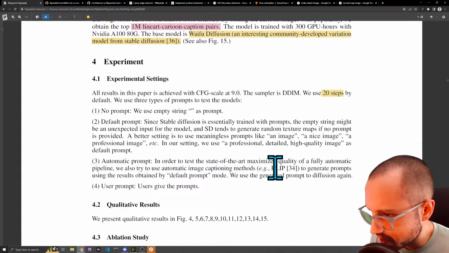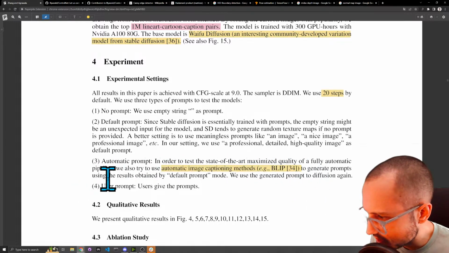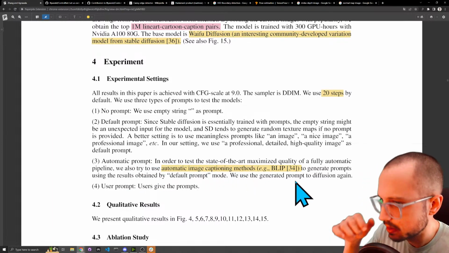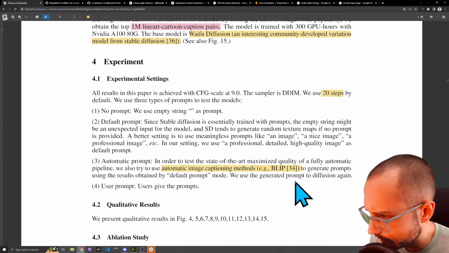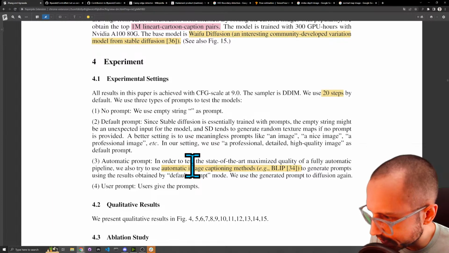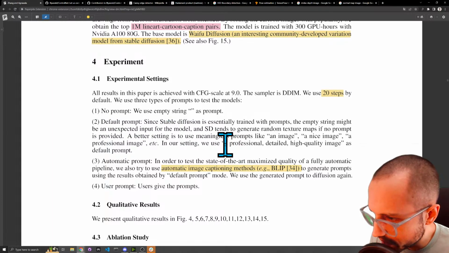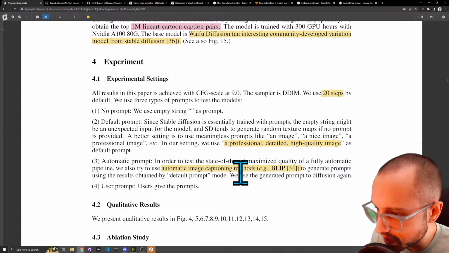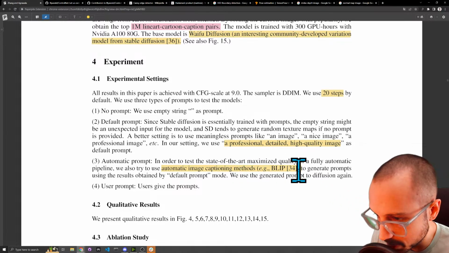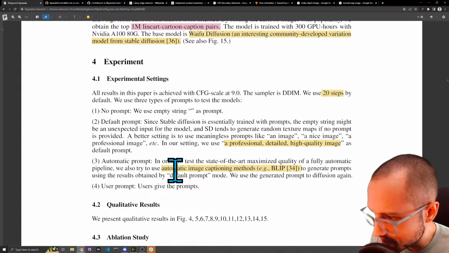Automatic prompt. In order to test the state-of-the-art maximized quality of a fully automatic pipeline, we also try to use automatic image captioning methods. So this is a BLIP model to generate prompts using the result obtained by default prompt mode. Okay, so basically it seems like they can do 2 different things here. They can use just kind of a generic prompt, and then once they have this generic prompt, they use BLIP to caption the model, and then they feed it again with the prompt that BLIP gave them. So there's kind of a multi-stage pipeline here as well in terms of what prompt you're using.